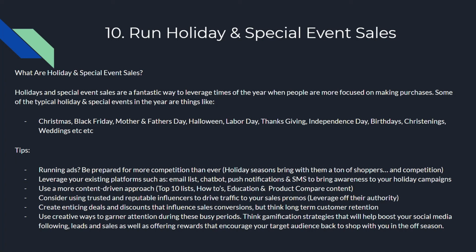So you can create deals and discounts that influence sales conversions, okay? But just think long-term customer retention, because you acquire a customer for maybe a little in the red, or you break even, but remember that you're going to be constantly remarketing to these people via your email list, or your chatbot, or your pixel, your Facebook audiences, your retargeting audiences, and you generate revenue over the months that follow. Okay, so that's what we're talking about, customer retention.